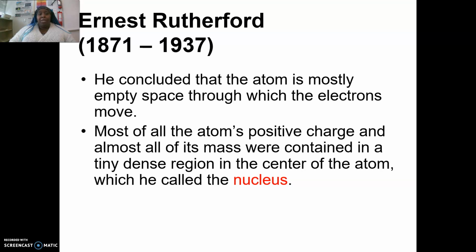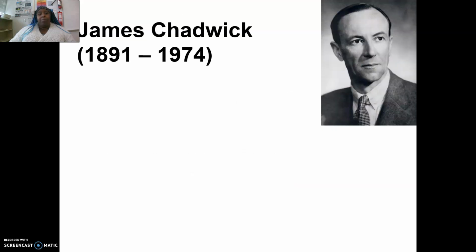All right, completely different from the plum pudding model, because in the plum pudding model, there was nothing in the middle of the model that was disturbing the passage of the electrons or anything like that. And Ernest Rutherford, with his gold foil experiments, discovered that there was something in the middle that was blocking the path of those alpha particles.